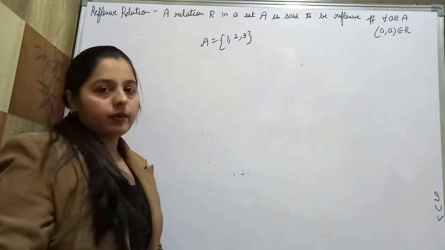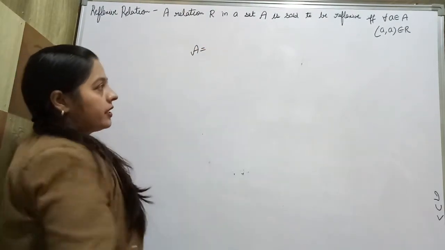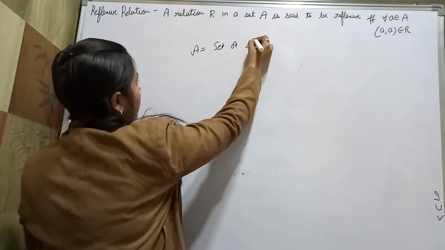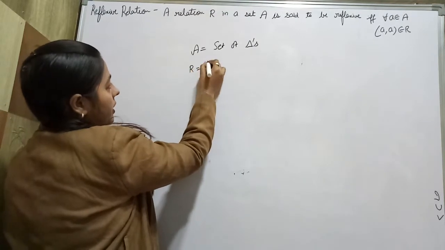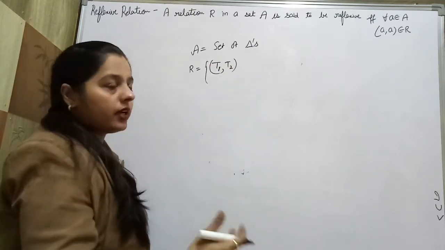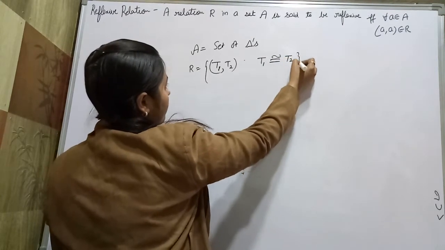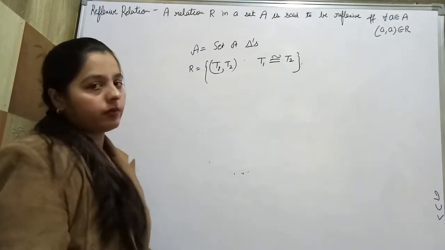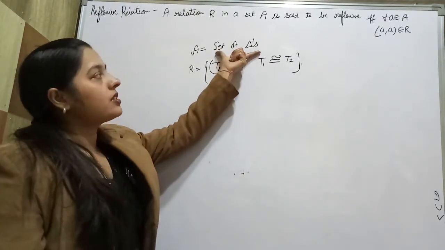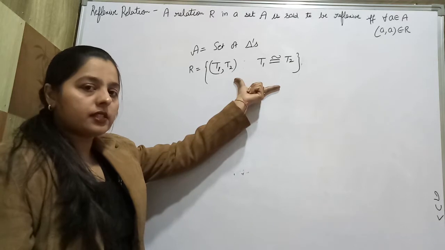So what other examples they may put before you? Suppose another example of a reflexive relation: if I give you the set A, the set of triangles, and I say that the relation between two triangles, say T1 and T2, is such that T1 is congruent to T2. I hope you already know this symbol, that T1 is congruent to T2. That is what I want to say: for the set of triangles you want to check whether this congruency relation is reflexive, right?